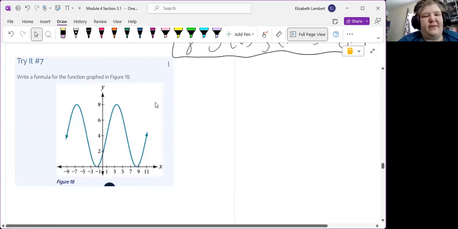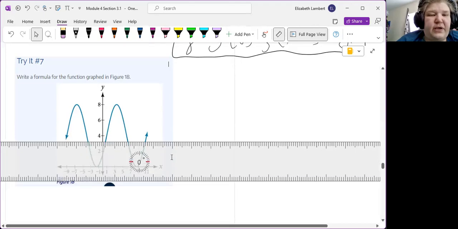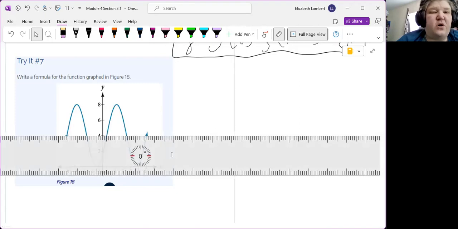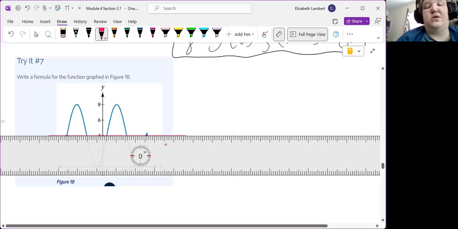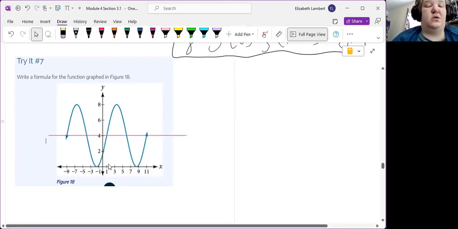All right, more of the same here. So feel free to try it out. I'm gonna slap my ruler here, and it looks like between 0 and 8, our halfway value is 4. And now I want to look, is my peak lined up or my valley lined up with a pretty number? And I look over here, no. So I need to use a sine function here.